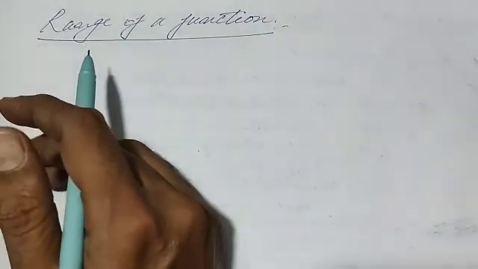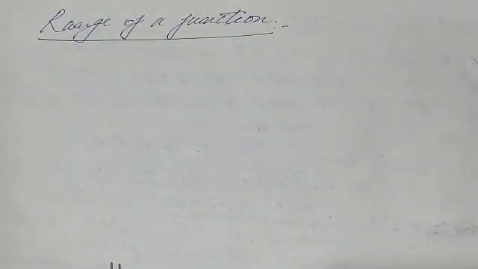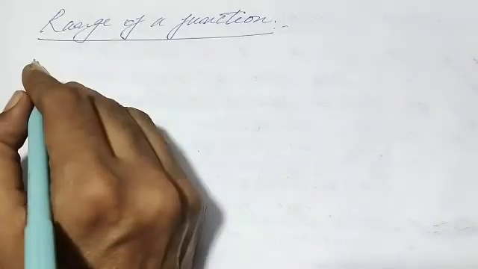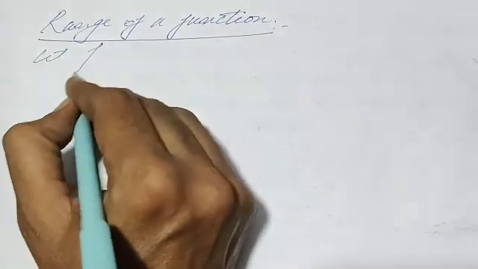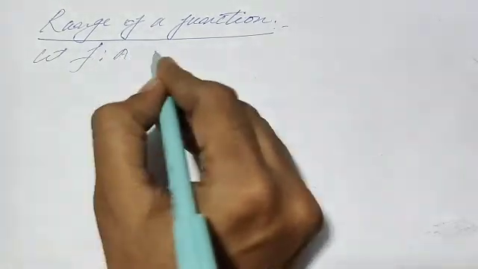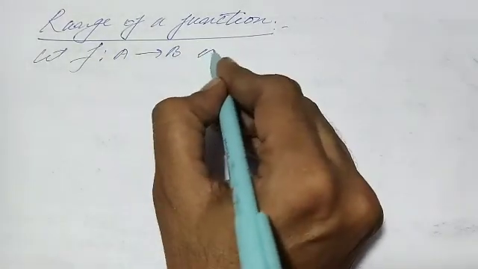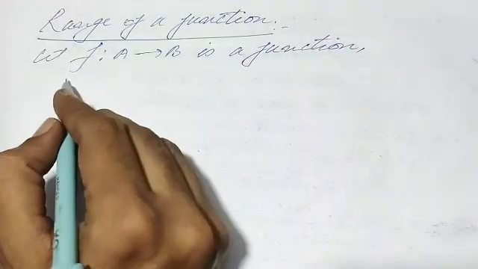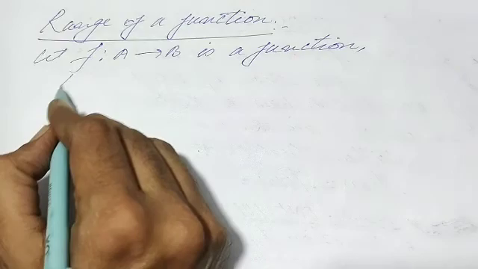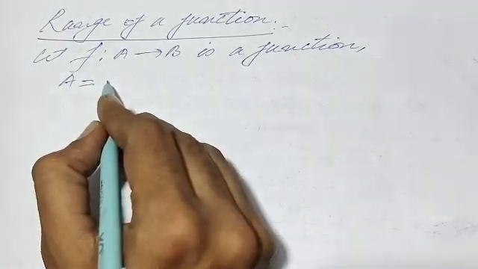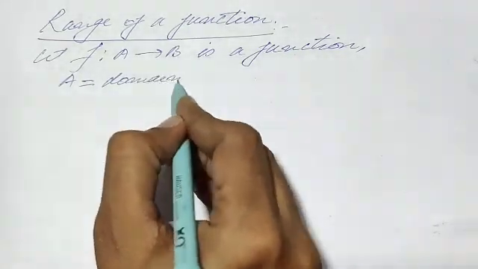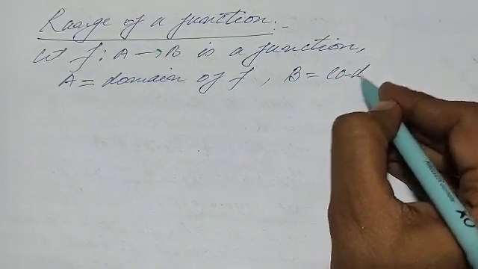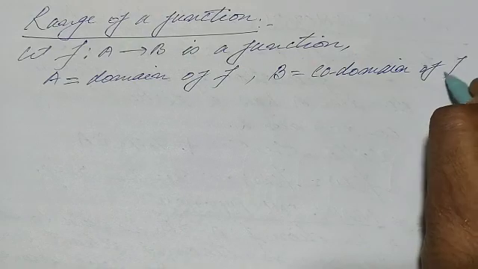Before moving ahead, we must understand the concept of range of a function. So let us talk about range of a function. Let f from A to B be a function. Then, as we have explained, A is said to be the domain of f and B is said to be the codomain of f.